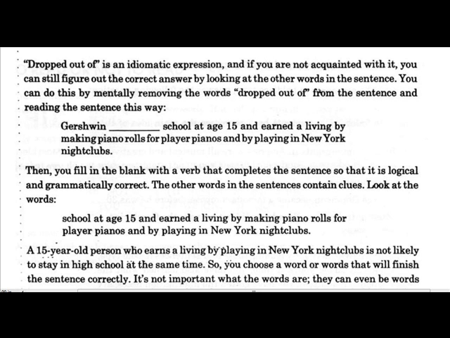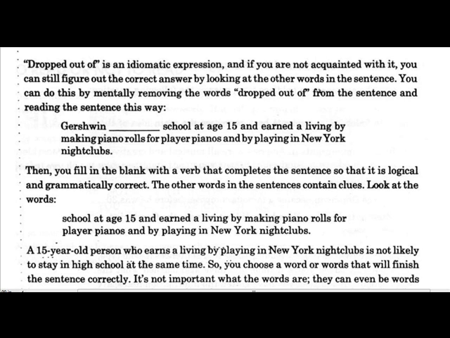Simply put, drop out of is an idiomatic expression. And as I mentioned, if you're not acquainted with it, you can still figure out the correct answer by looking at other words in the sentence. You can do this by mentally removing the words drop out of from the sentence and reading it this way: Gershwin blank school at age 15 and earned a living by making piano rolls for player pianos and by playing in New York nightclubs. Then you fill in the blank with a verb that completes the sentence, so that it's logically and grammatically correct.